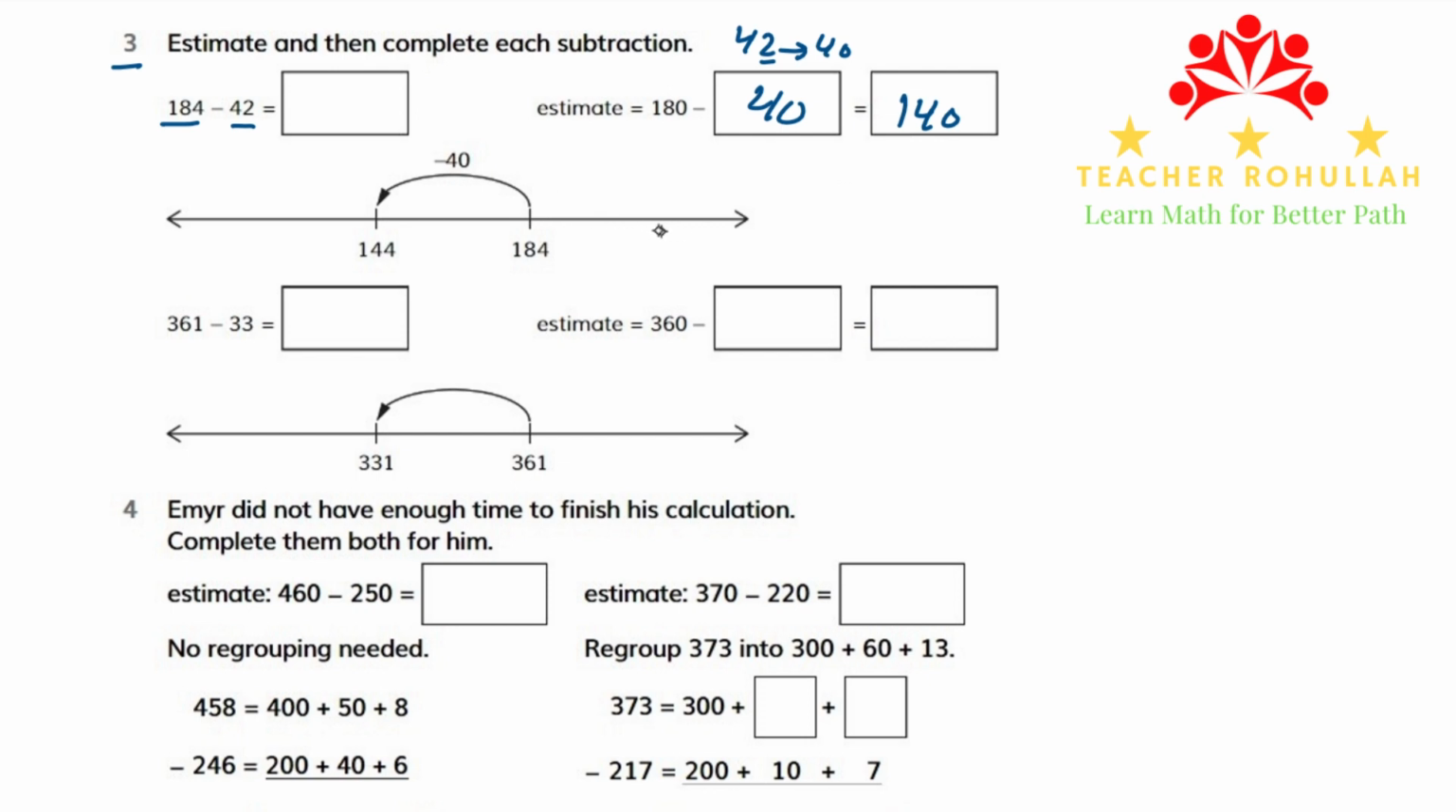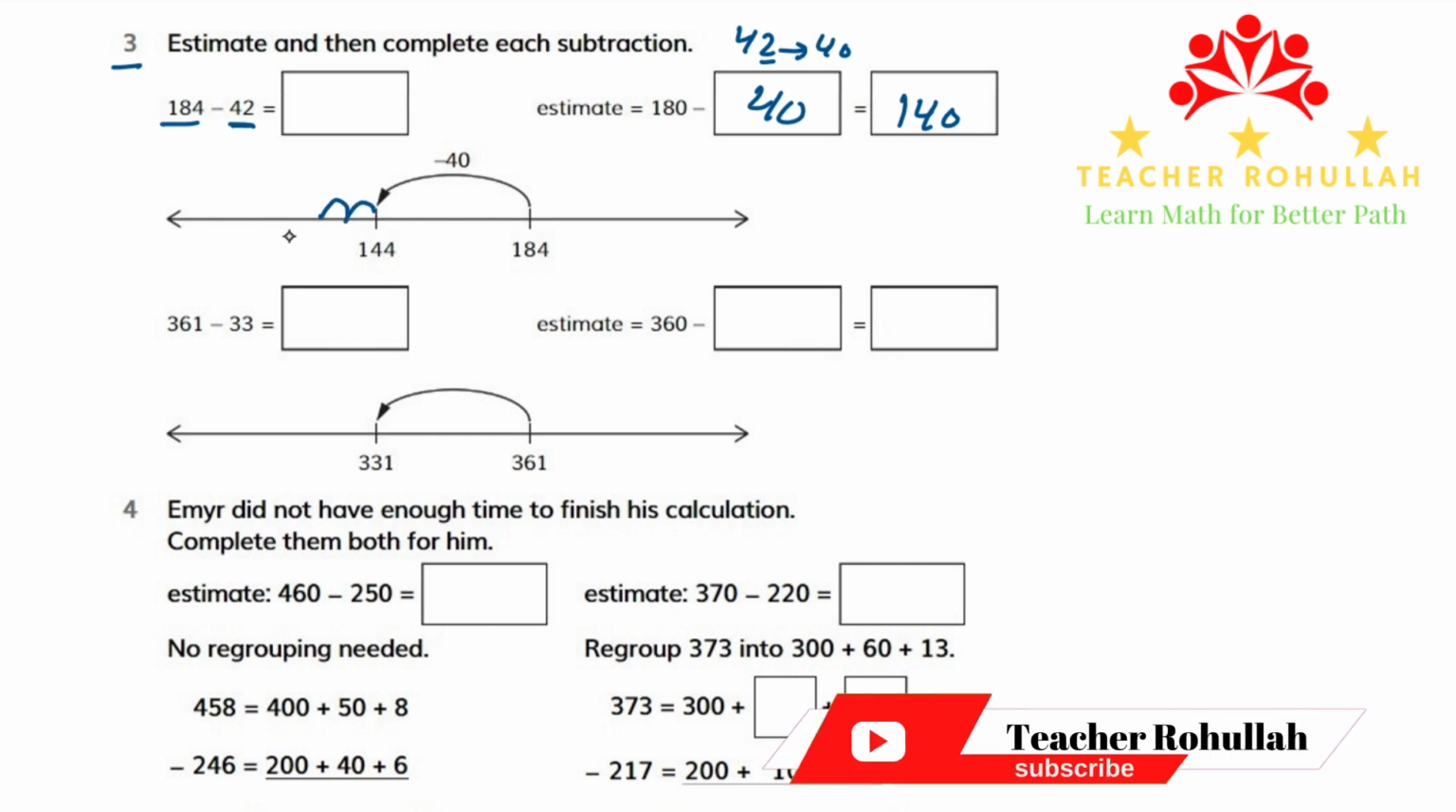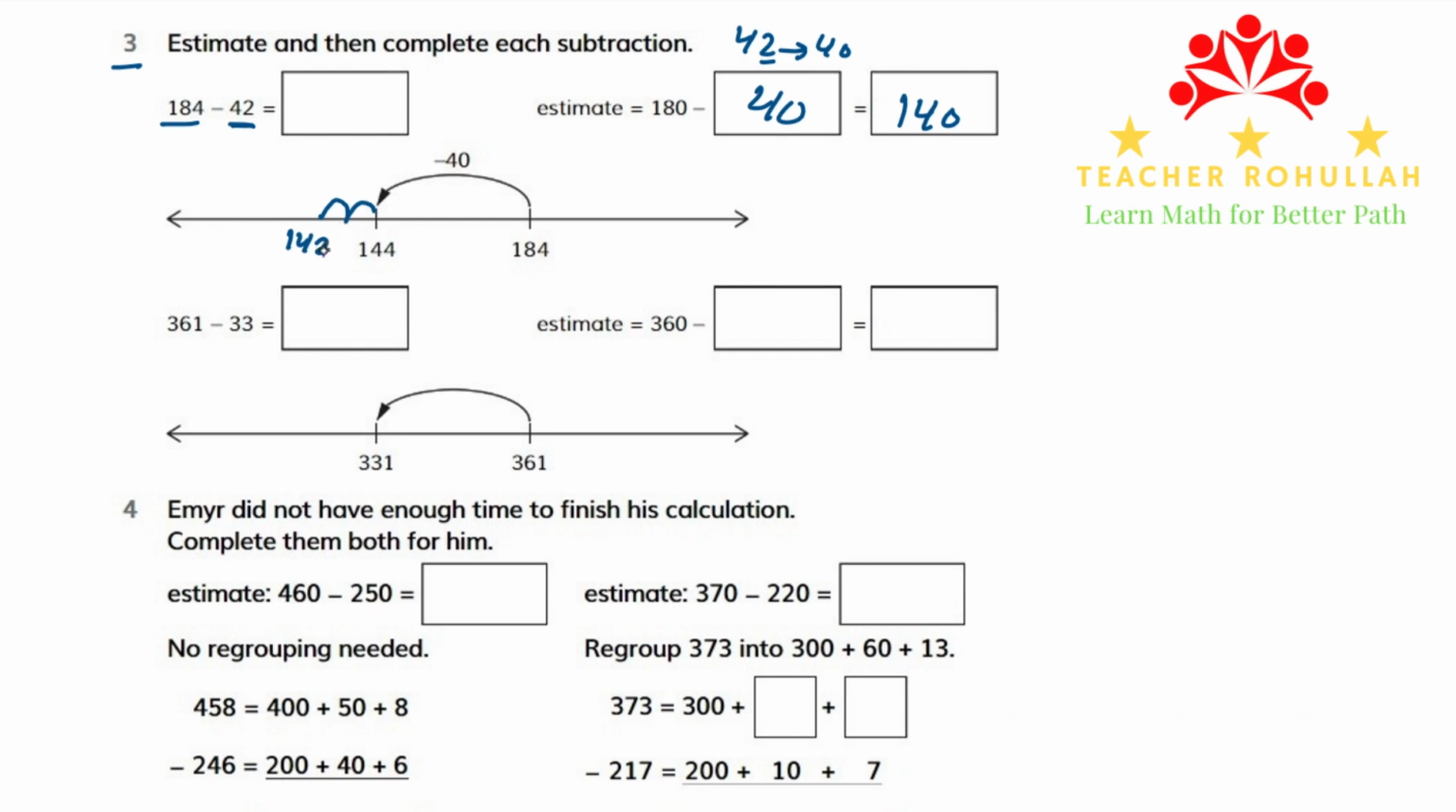Now here we have a number line. This number line shows that 184 minus 40 is 144. We have to subtract another two numbers as well. So 144 minus 1 is 143, minus another one is 142. It means the answer to this problem is 142. 184 minus 42 is equal to 142. The second problem in this question is 361 minus 33.